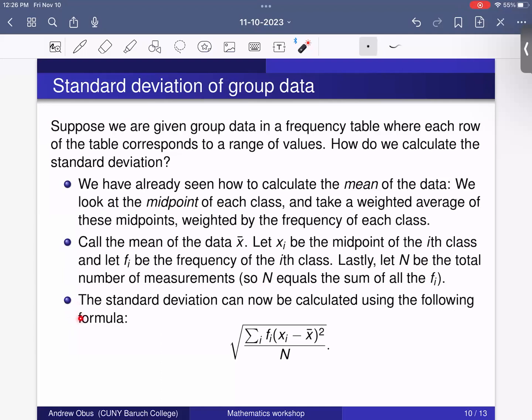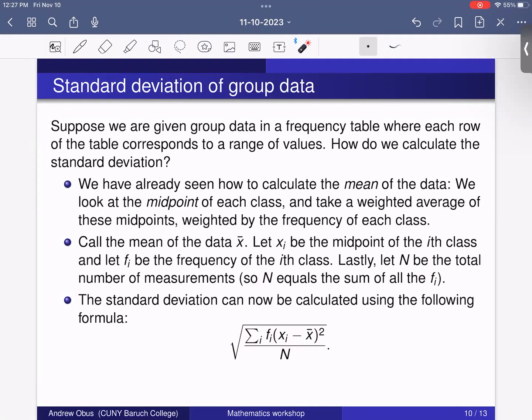Then the standard deviation, you can calculate it with this formula, which looks a lot like the formula for the original standard deviation. You take all of these midpoints and you take the difference from the mean and you square it. And instead of just adding it up, you have to multiply everything by the frequency before adding it up. Then you divide by n, the total frequency, and then you take the square root of all that. And that's going to be the standard deviation.